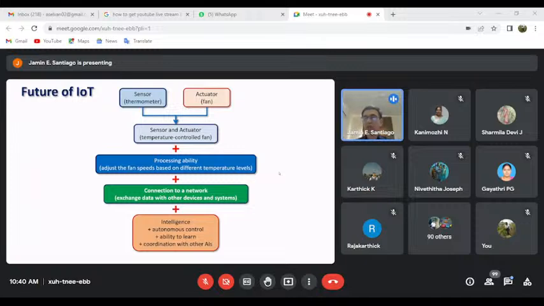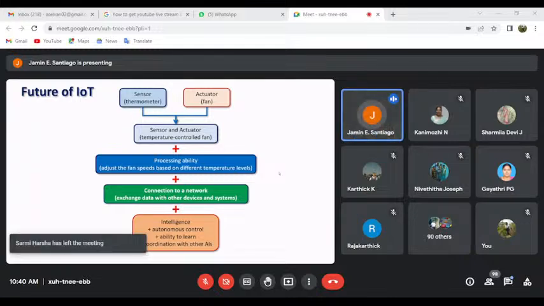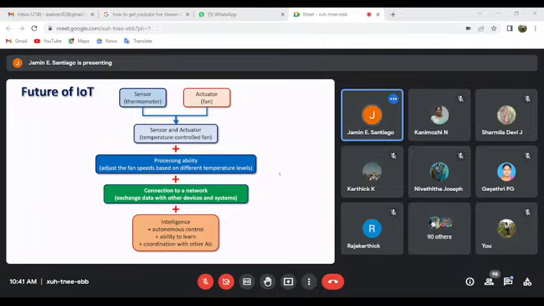Manufacturing, which is of course the industrial Internet of Things, which is the main topic of this week-long seminar. We have the medical things, we have the smart city, we have the commercial applications. So all of this will revolve around these main concepts: the sensors, the data, the network, and the future will be intelligence. Most of this will be intelligence and coordination with other intelligent devices.